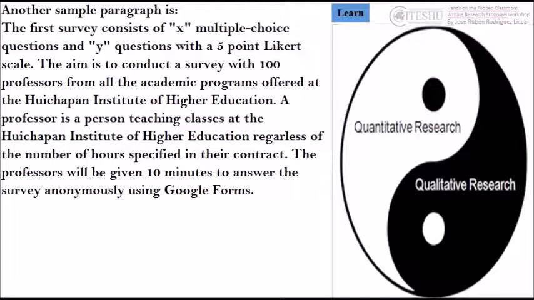Another sample paragraph is: the first survey consists of X multiple choice questions and Y questions with a 5-point Likert scale. The aim is to conduct a survey with 100 professors from all the academic programs offered at the Hua Japan Institute of Higher Education. A professor is a person teaching classes at the Hua Japan Institute of Higher Education regardless of the number of hours specified in their contract. The professors will be given 10 minutes to answer the survey anonymously using Google Forms.